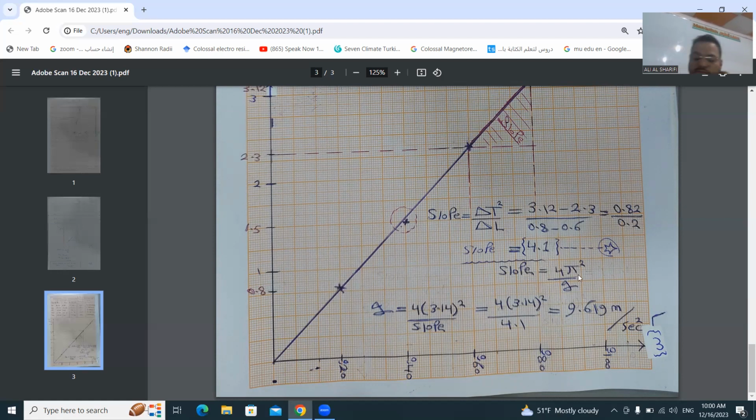Slope, like I said before, equals 4 pi squared divided by acceleration. That means acceleration equals 4 pi squared divided by slope. My result is 10.619 meters per second squared. It's acceptable because, like you know, the real result is 10.8 meters per second squared.